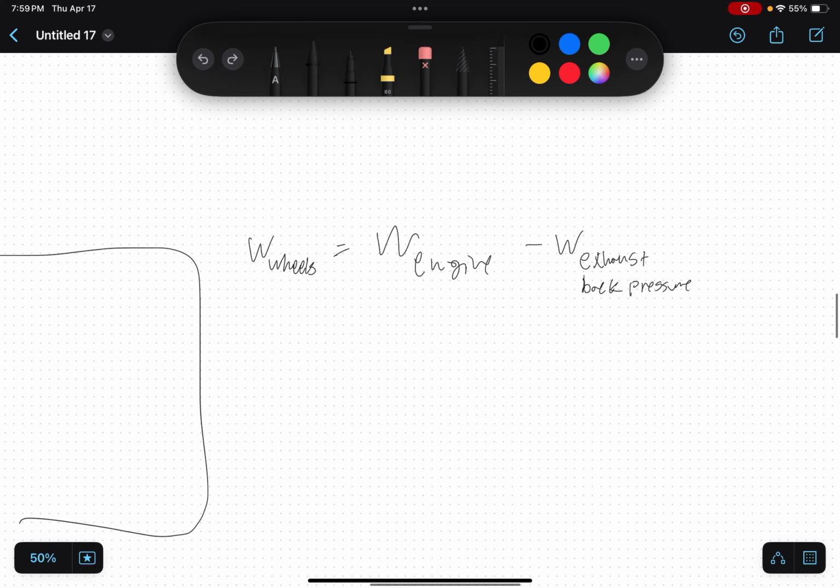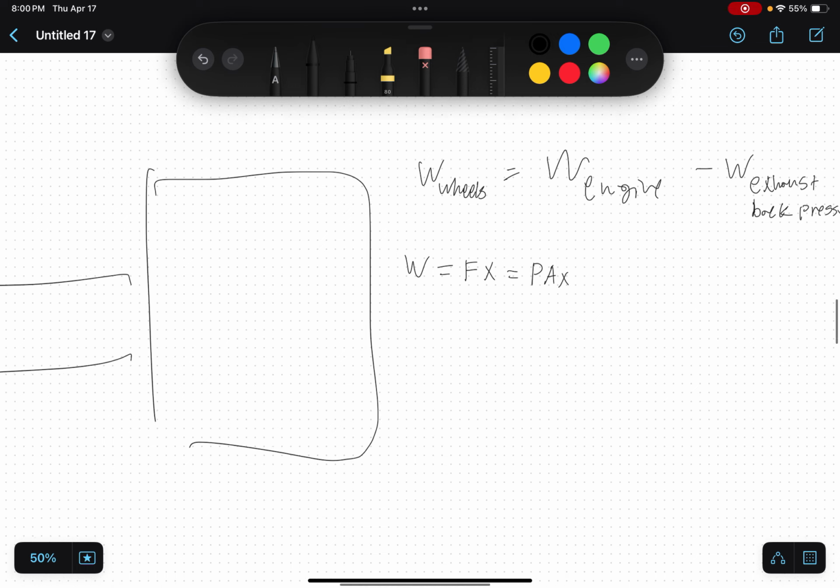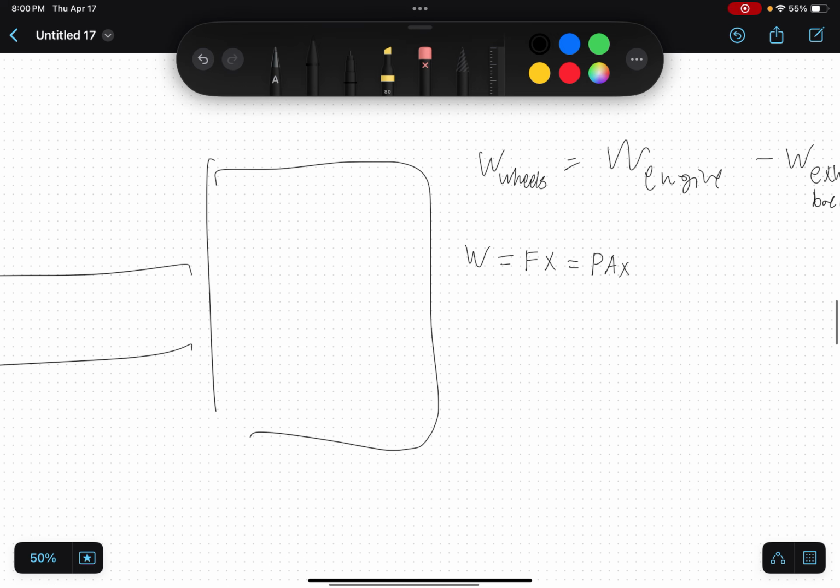Cool. So how do we calculate exhaust back pressure? Well, how do we calculate power? There are a lot of different formulas. The one that I'm going to use is force times distance, which also equals pressure times area times distance. Cool. How is that helpful?